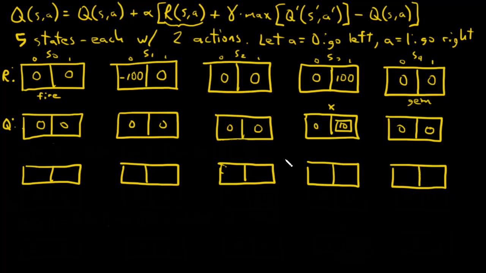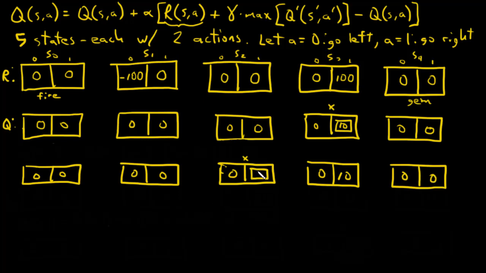Okay. So we're going to start again at state 2. And we're going to say that we randomly pick to go right again. So update this value right here. So copy down all the other values as is. They won't change.